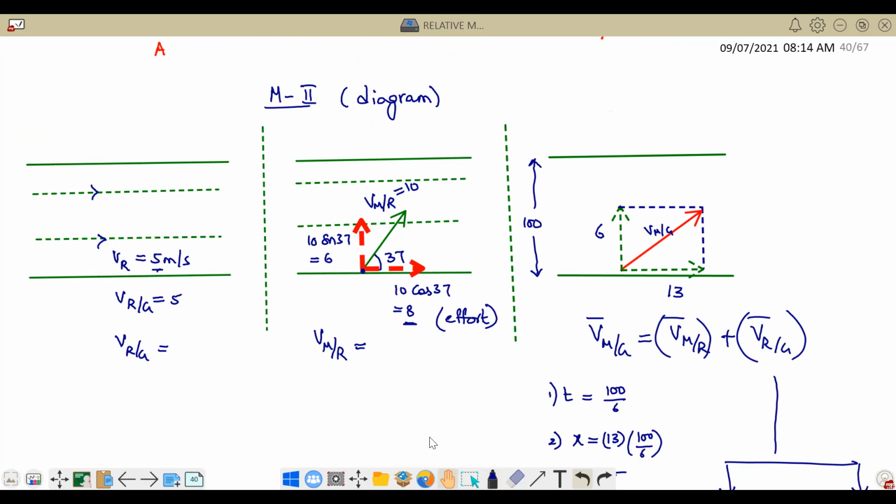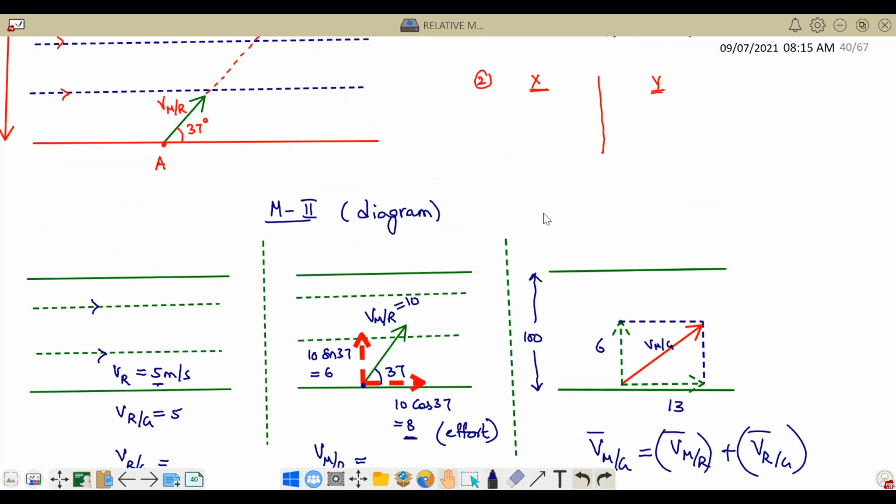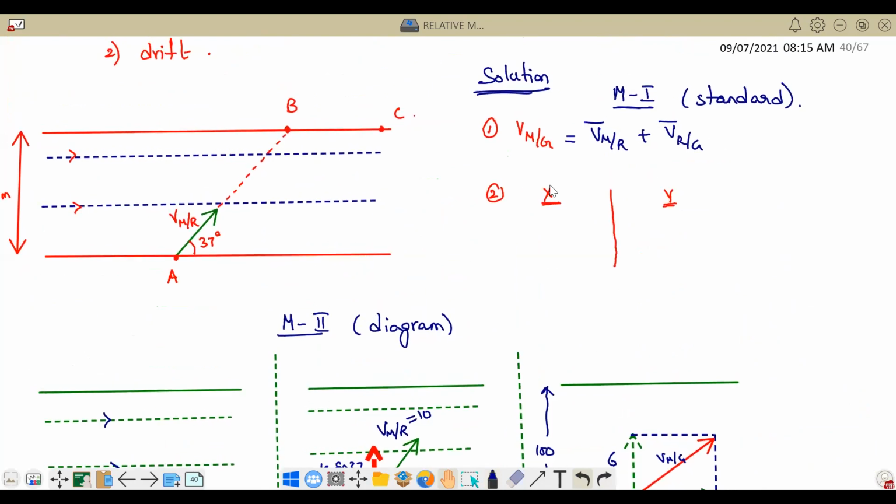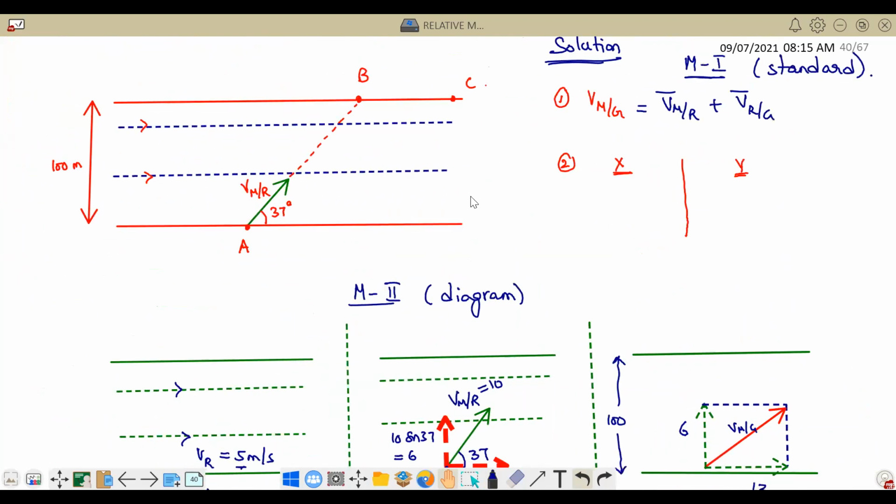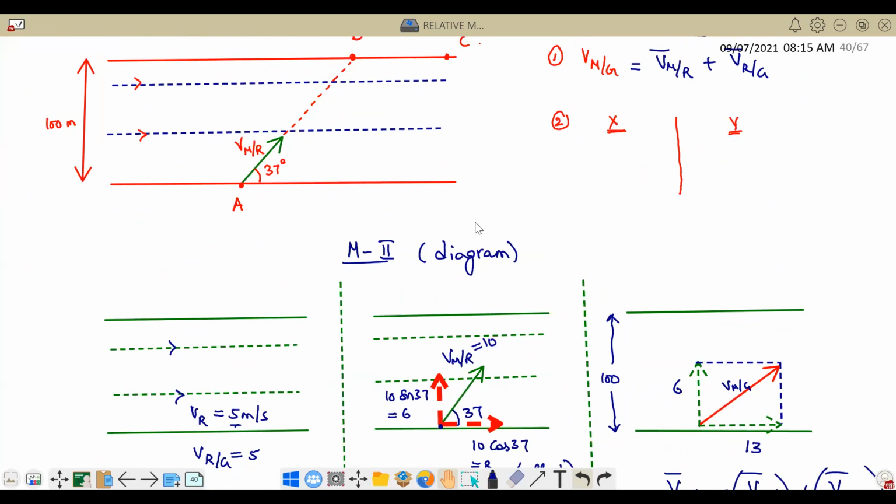Okay. Both methods are easy only. So those who find the first method easy can solve it by the first method, and those who find the second method easy can solve it by the second method. But the basic method is this one only. Once you understand this basic methodology, you can solve any problem. So that's all for today.